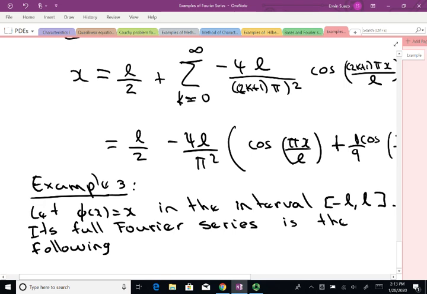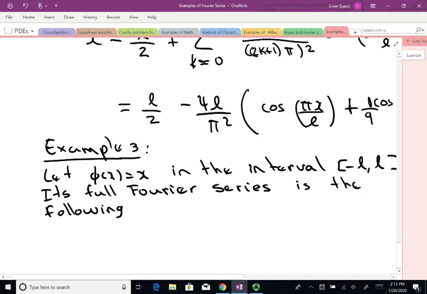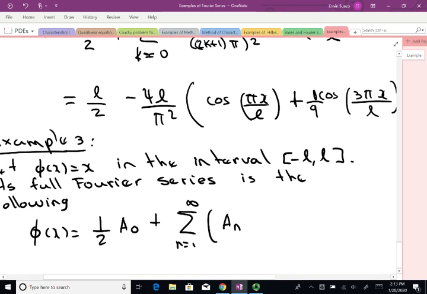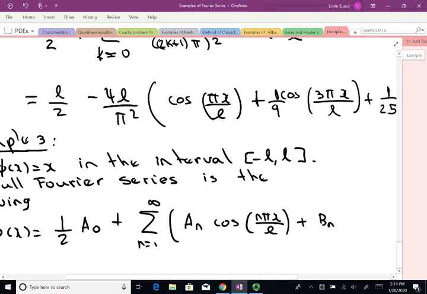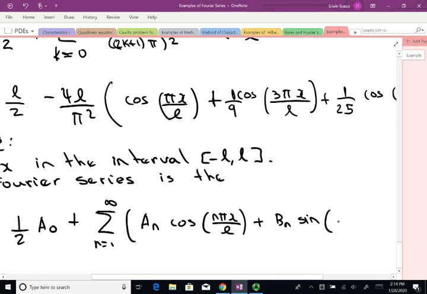So previously we saw the following formula, right? For the full Fourier series, phi of x equals 1/2 of a0 plus sum of n equals 1 to infinity of a_n cosine n pi x over L plus b_n sine n pi x over L.